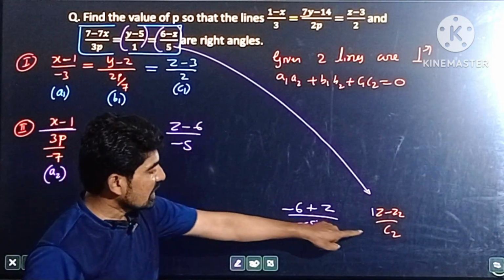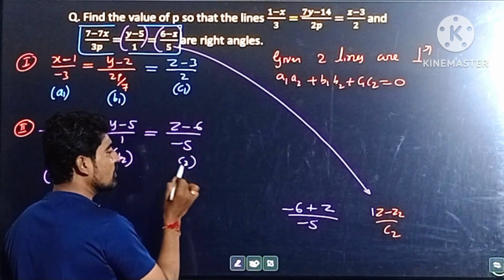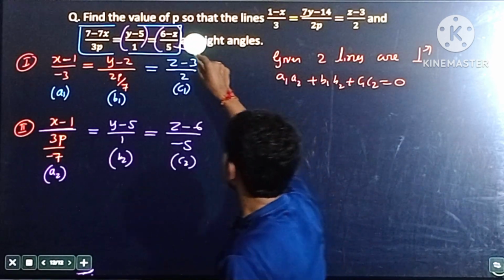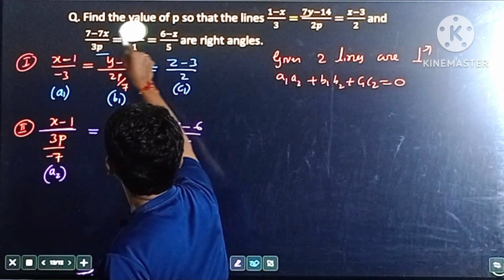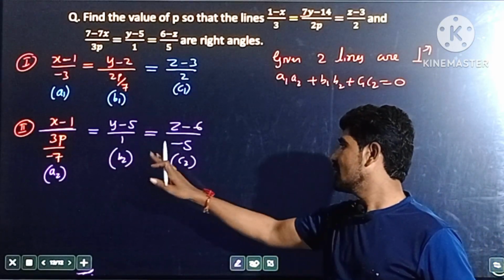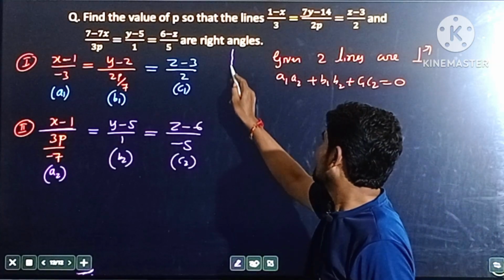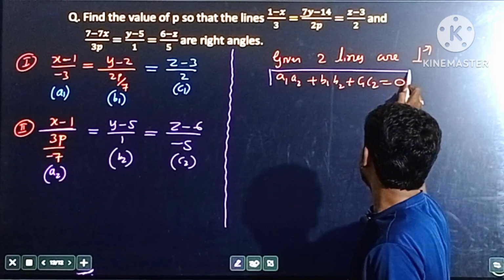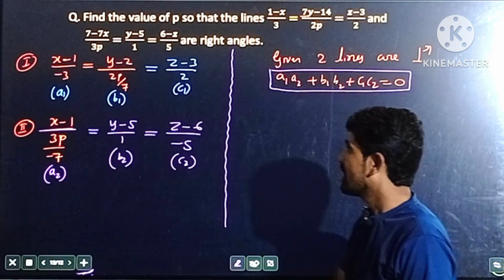Now by comparing these two terms, the value of c2 is minus 5. So we got the required values a1, b1, c1 and a2, b2, c2, where a1, b1, c1 are the direction ratios of the first line, and a2, b2, c2 are the direction ratios of the second line. Now use these values in the condition of perpendicularity, that is a1 a2 plus b1 b2 plus c1 c2 equals 0.